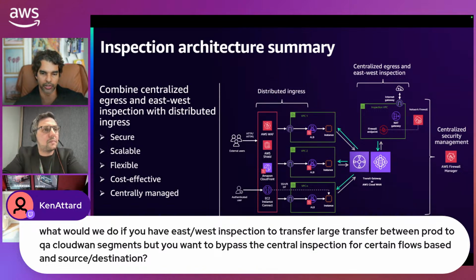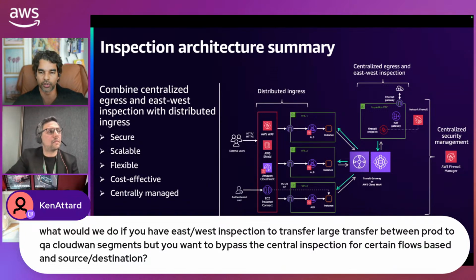But the question here is, can we bypass this inspection for certain flows based on source and destination? My understanding is, within Cloud WAN, when you're doing centralized inspection with service insertion, you're writing a policy saying between my prod and QA, inspect all traffic. So the inspection is based on a segment level. It isn't necessarily based on a source and destination. But you could bypass using cloud.